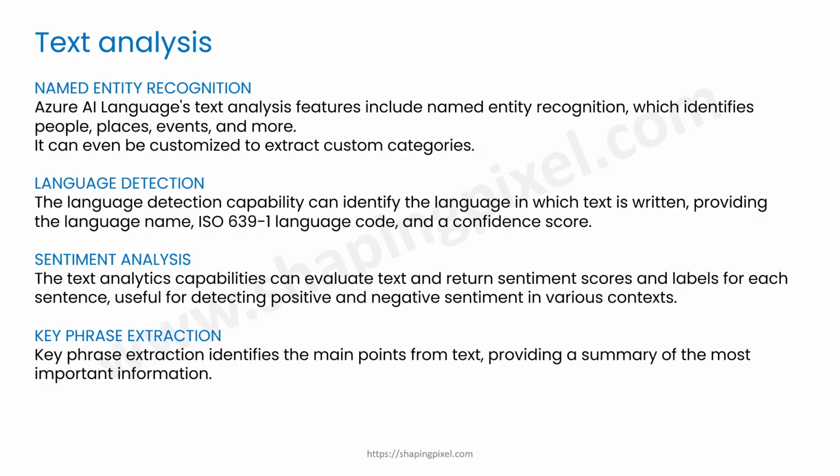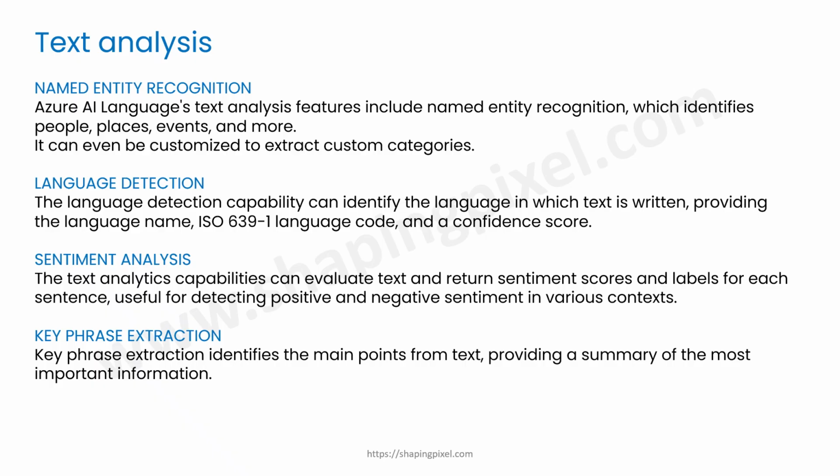Text analysis. Let's get started with the powerful text analysis features of Azure AI Language. Azure AI Language's text analysis features include named entity recognition, which identifies people, places, events, and more. It can even be customized to extract custom categories. The language detection capability can identify the language in which text is written, providing the language name, ISO 639-1 language code, and a confidence score.